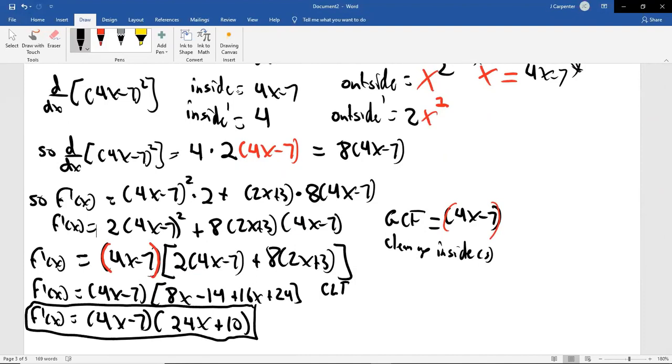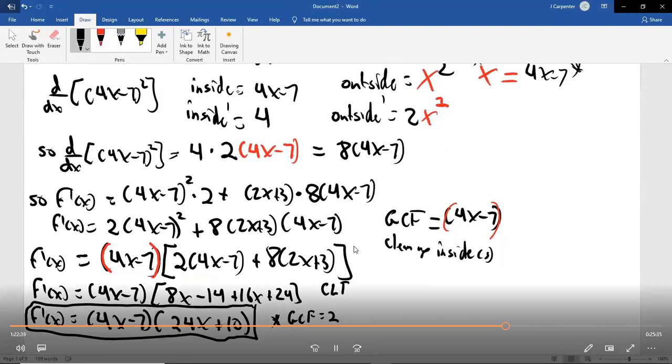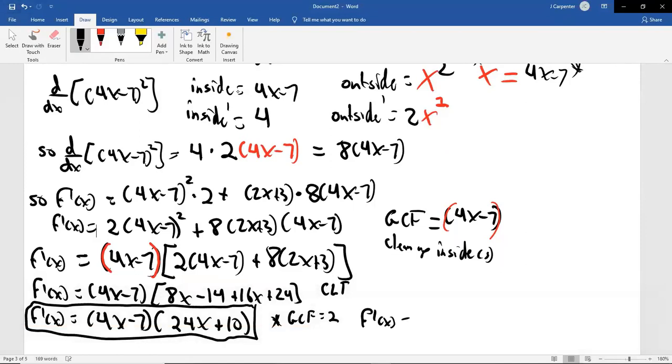Generally speaking, when you have product and chain rules together, this happens, where you end up having a GCF that's like a binomial or something, and then you can clean up and clean up. Note that there is a GCF of 2 as well in the second parentheses. The 24 and the 10 have 2 in common. So really, you could take this one step further. If you prefer this to be as factored as possible, you'd have 2 times 4x minus 7. Now I'm taking the 2 from the second parentheses, not the 4x minus 7. So that's why I didn't change it. 24 divided by 2 is 12, so that's a 12x. 10 divided by 2 is 5, that's a plus 5.